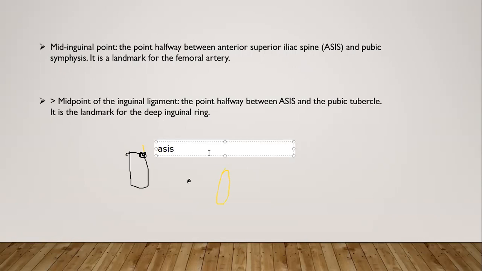I'm just estimating. So a point halfway between the anterior superior iliac spine and the pubic symphysis. This is the pubic symphysis. So now the point midway, the point halfway between the two, connecting the anterior superior iliac spine to the pubic symphysis, is known as the midpoint of the inguinal ligament. So now that point is a landmark for the femoral artery.